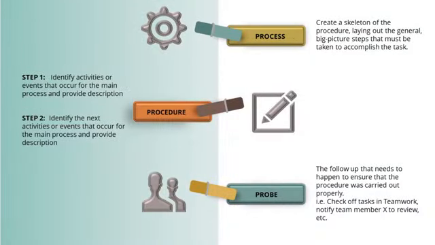And then there's process. So you create the skeleton for the procedure, laying out the general big picture steps that must be taken to accomplish the task. For example, if this is an SOP for publishing a weekly email, the process might look like: log into MailChimp, add content to template, format text, insert image, send test email, get approval, and schedule. Easy.